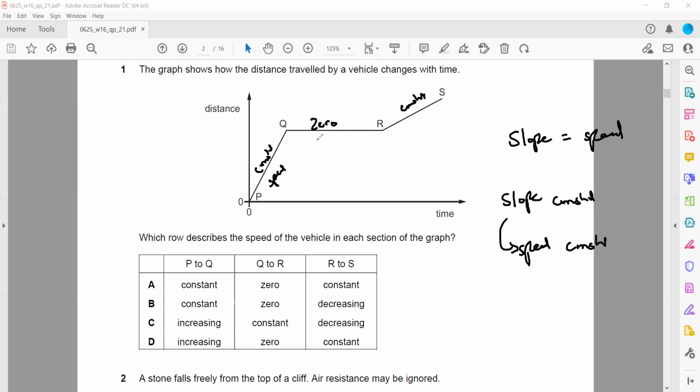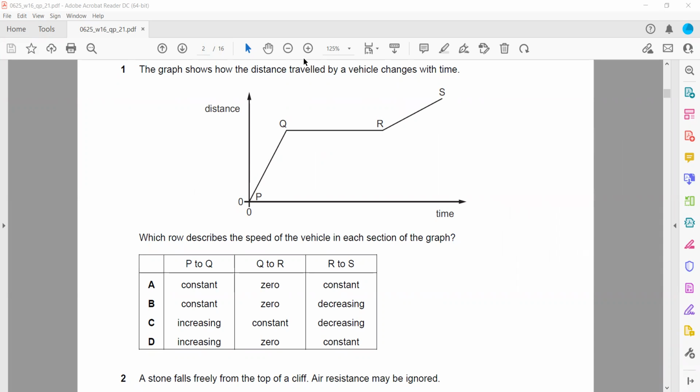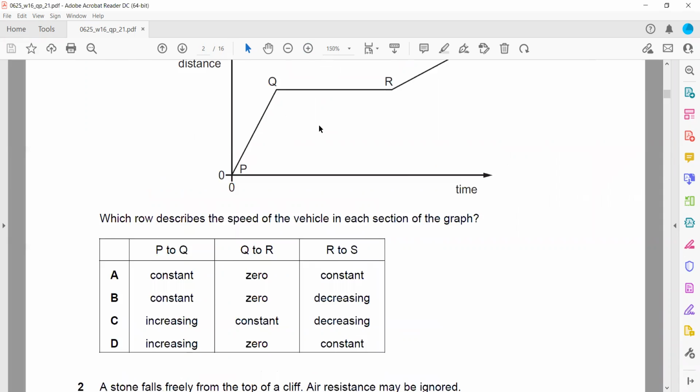Q to R, slope is 0, it means the speed is 0. And from R to S, it is again a straight line, so the slope is constant, so speed is also constant. So constant, 0, constant, A should be the right answer. In a distance-time graph, the slope represents the speed of an object.